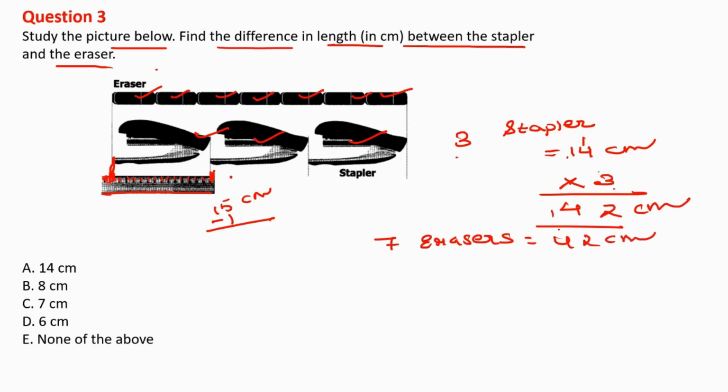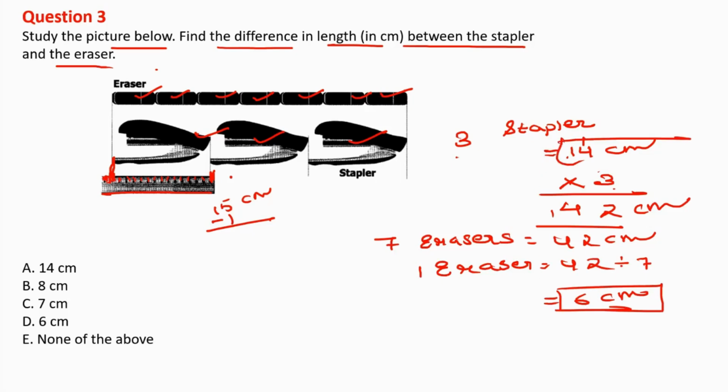7 erasers is also 42. Now, if 7 erasers is 42, what's the length of 1 eraser? 42 divided by 7, that's 6 centimeters. 7 times 6 is 42. 1 eraser is 6, whereas 1 stapler we found out to be 14. So you have to find the difference between their heights. That's 14 minus 6, 8 centimeters, option B as our answer.